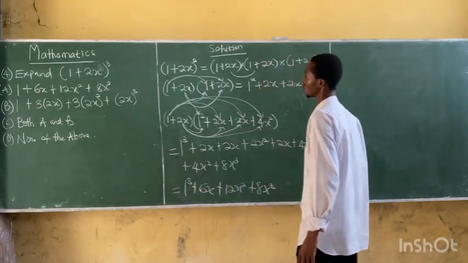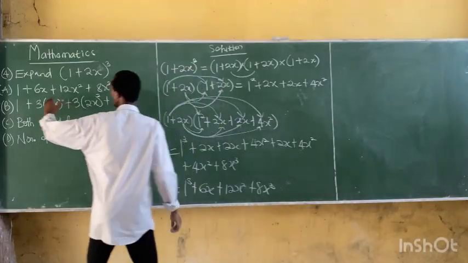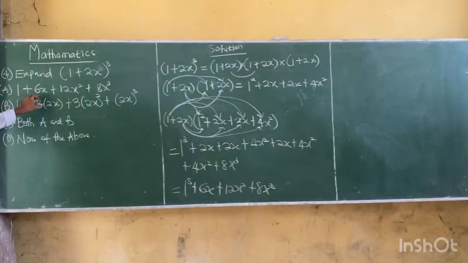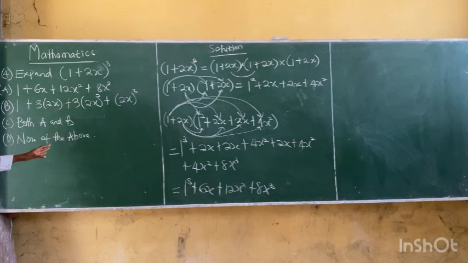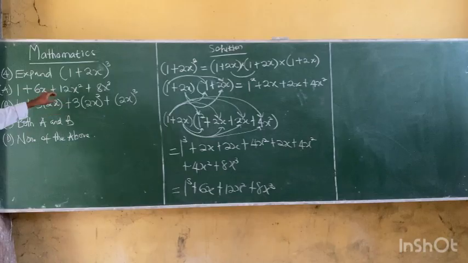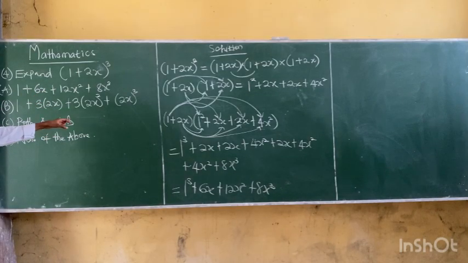Now when you see this option, you might be tempted to pick option A to be the correct answer. But note that both option A and option B is the same thing. Option A and option B is the same thing. If you expand option B, you get option A. So the correct answer here is both A and B.